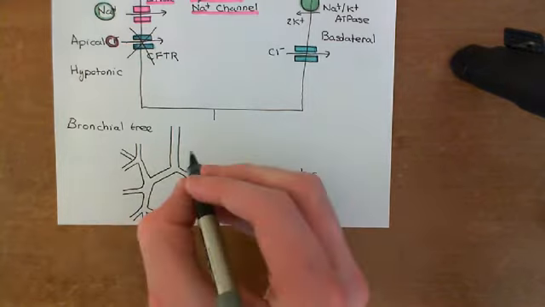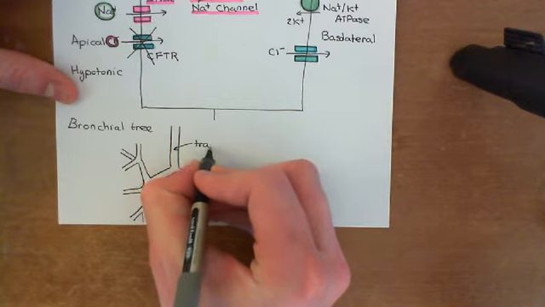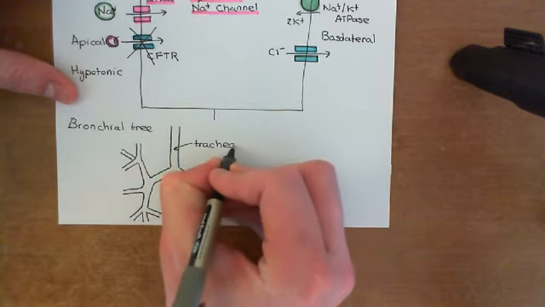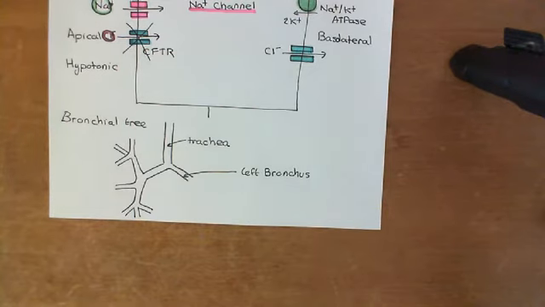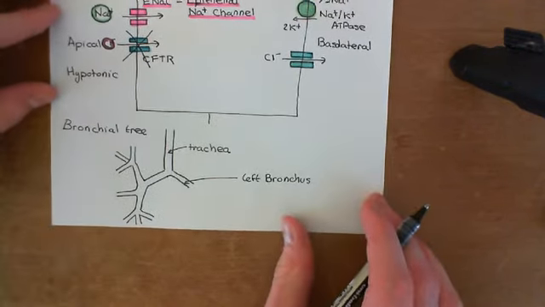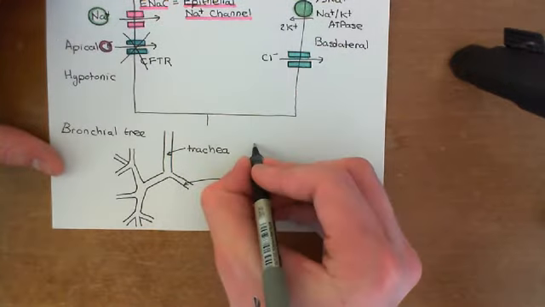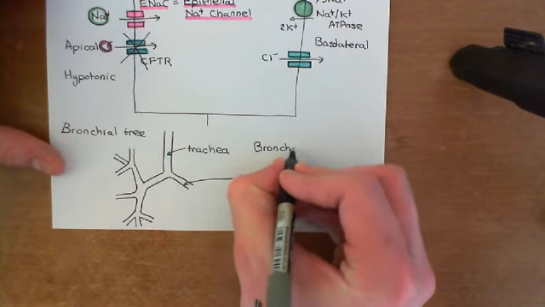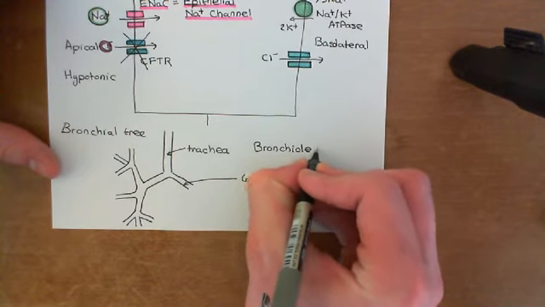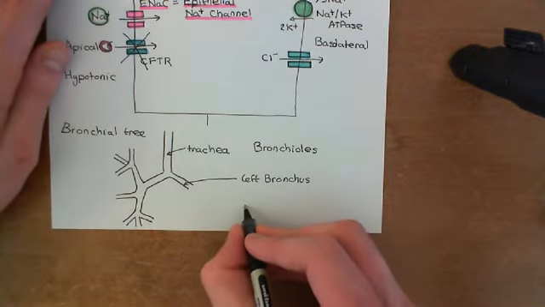You start off with one trachea, and it bifurcates into the right and the left bronchus. Then each of those split down, and they will continue splitting again and again and again, making smaller and smaller bronchi. Then as the bronchi get smaller and smaller, they become known as bronchioles. Finally you'll get down to bronchioles which are so small that they actually have the alveoli coming off them.